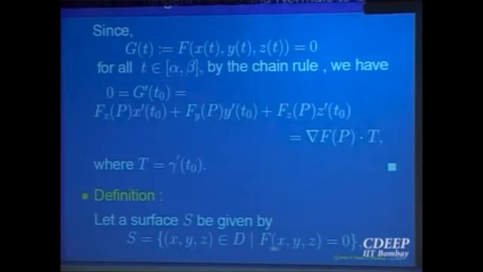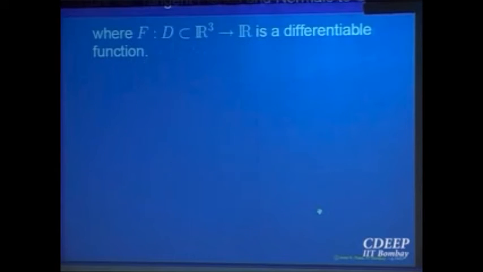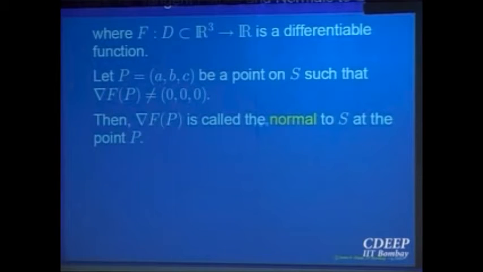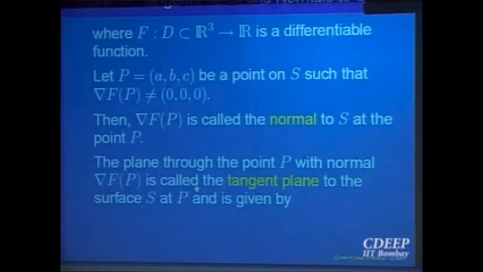So S is the surface, f(x, y, z) equal to 0. We assume it is a differentiable function, and of course we assume the gradient vector is not 0, the normal vector is not 0. Then we can define the normal, this is called the normal to the surface at that point. And once you have the normal, you can define the tangent plane, that is a plane passing through that point (a, b, c) with this as the normal. So the equation is, of course, that is equal to 0.